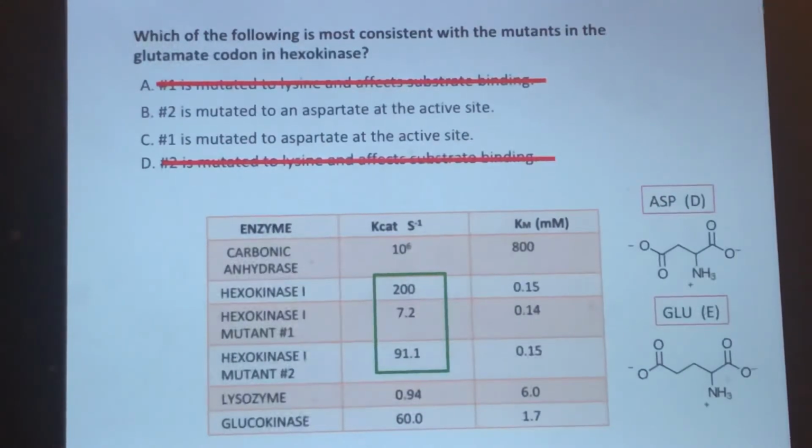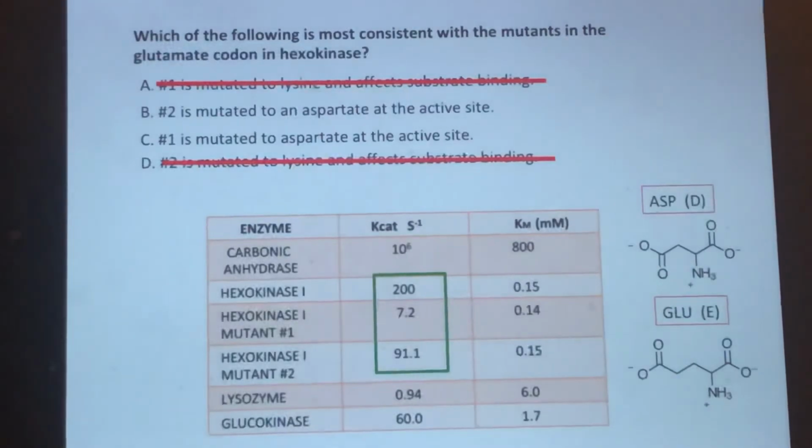values. What you see for the choices B and C is that we're discussing an aspartate at the active site where the normal residue is glutamate. And if we compare aspartate and glutamate, they both have negative charge. The only difference is one methylene group. So if you look and think about hexokinase 1 mutant number 2, it has almost half of the activity as hexokinase 1 does, but mutant number 1 is far much reduced.